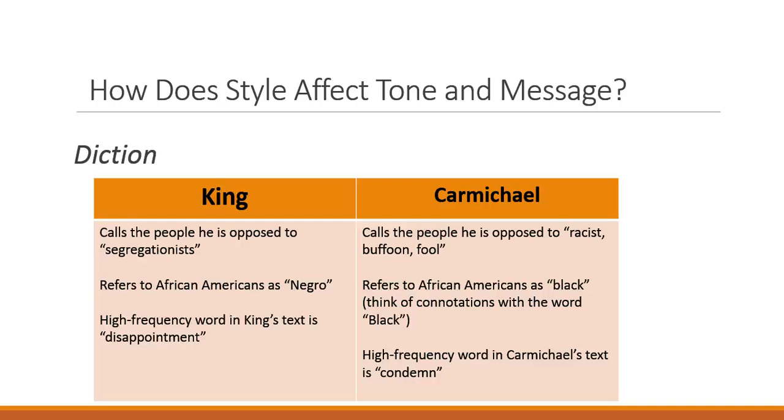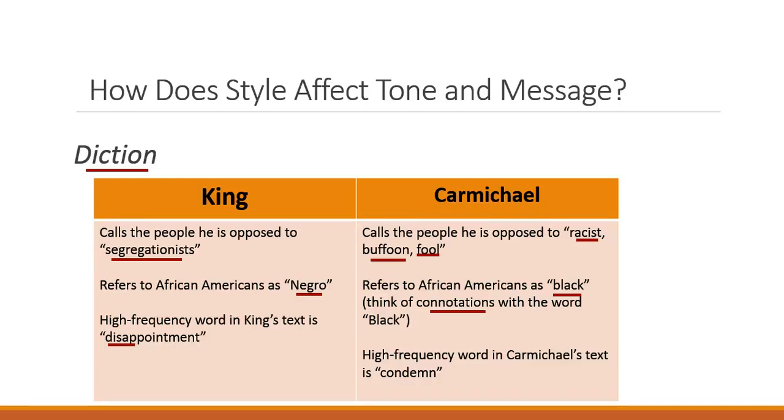So how does style affect tone and message? All right, first of all, let's talk about diction. In King's letter, he calls the people he opposes segregationists. Carmichael, in his speech, calls the people he opposes racist, buffoon, and fool. King refers to African Americans as Negro, and Carmichael refers to them as black. And I want you to think of the connotations that we have with the word black.